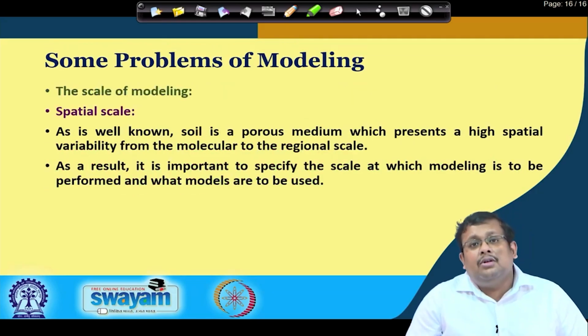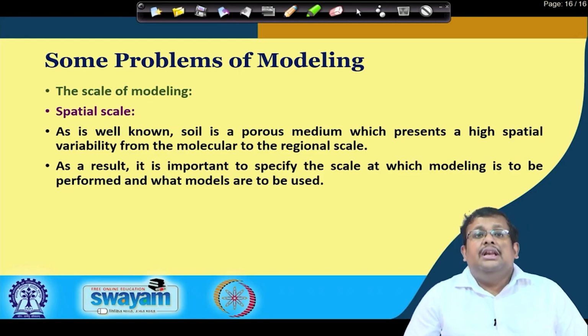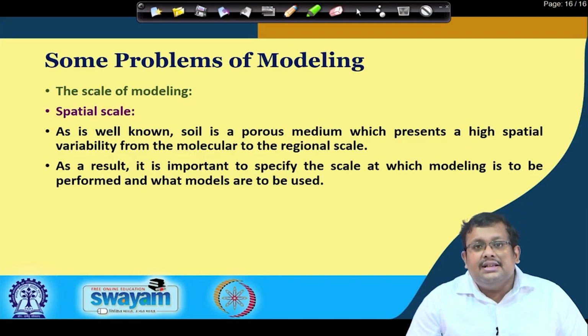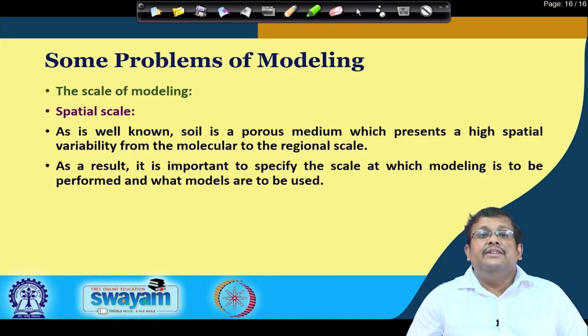Now, the scale of the model basically denotes the spatial scale. As is well known, soil is a very porous medium which presents a high spatial variability. We just discussed the spatial variability of the soil when we were discussing preferential flow in our last lecture. So, soil shows high spatial variability from the molecular to the regional scale.